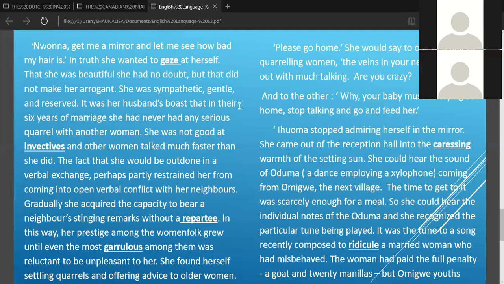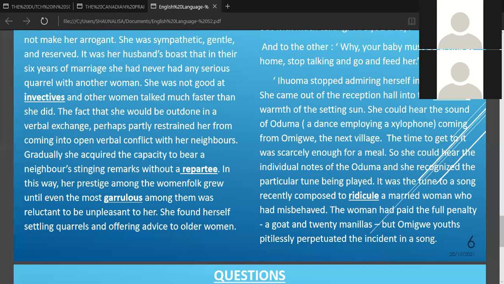The woman had paid the full penalty, a goat and 20 manillas. But Omigwe youths perpetuated the incident in a song.